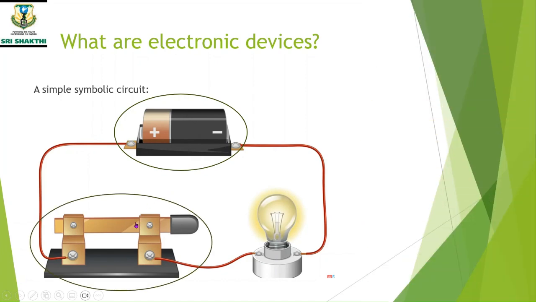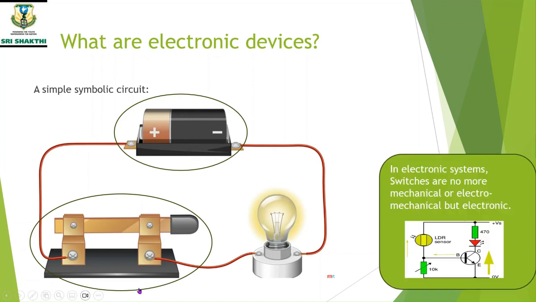Coming to the switch, this is a mechanical switch. I mean, there is a lever. If you lift it up, physically you should lift it up, then there will not be any path between this end of the switch and this end of the switch. We say switch is open or we say switch is off. Once you put the lever in this position, there is a path between this terminal and this terminal, so it is called a closed switch.